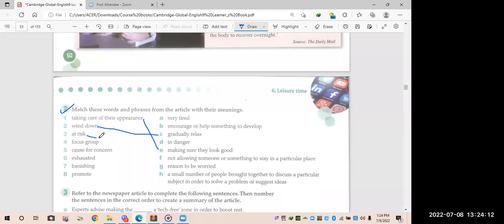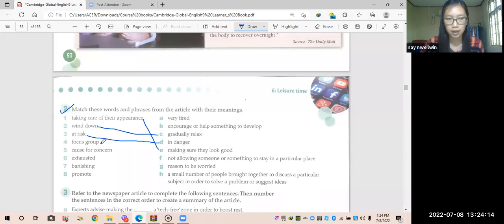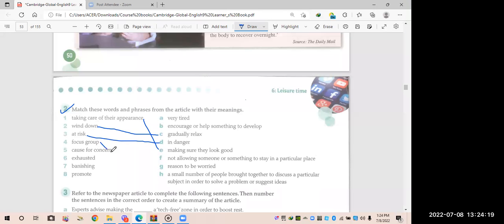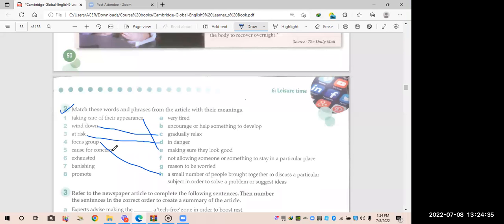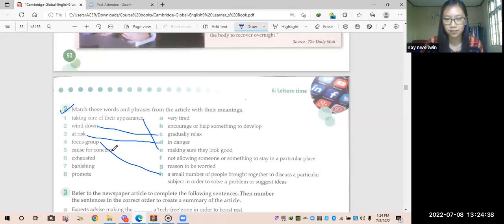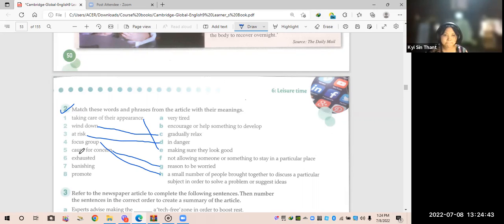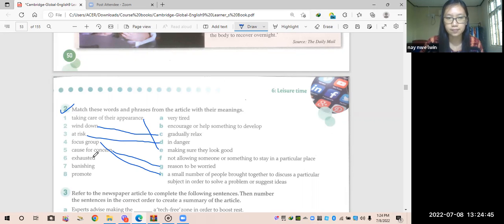In danger. And focus group: A small number of people brought together to discuss a particular subject in order to solve a problem or suggest ideas. Correct. Great. And cause for concern: G, reason to be worried. Exhausted.